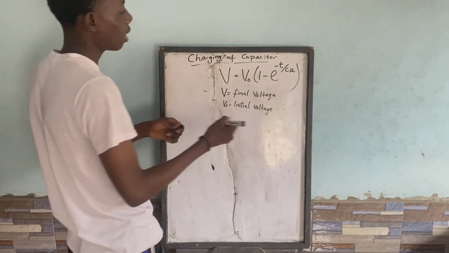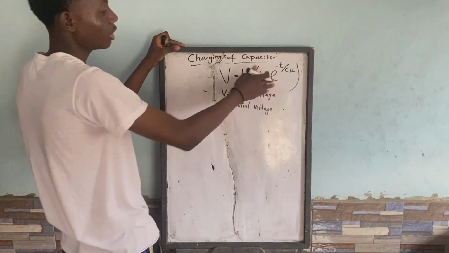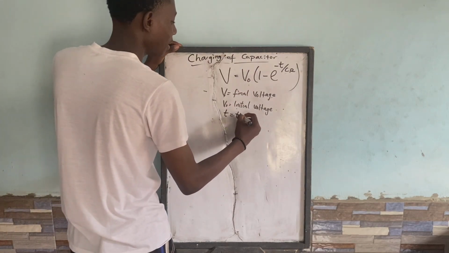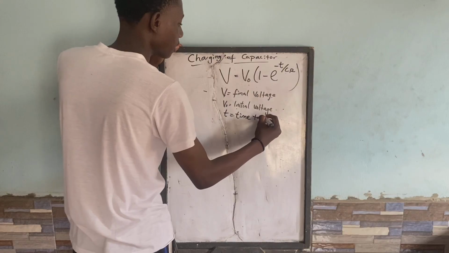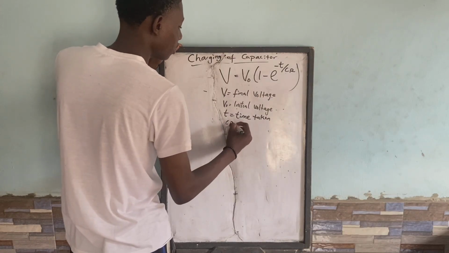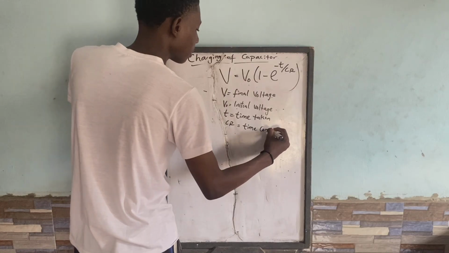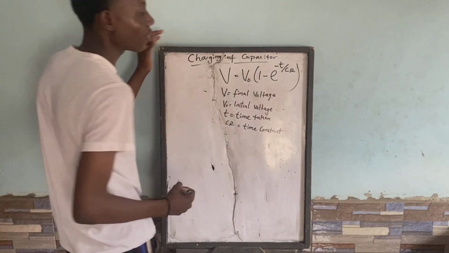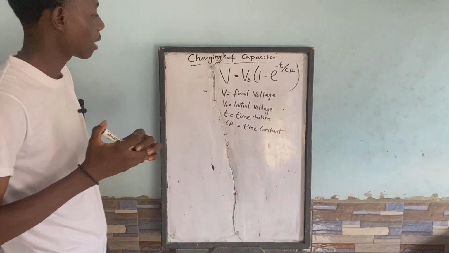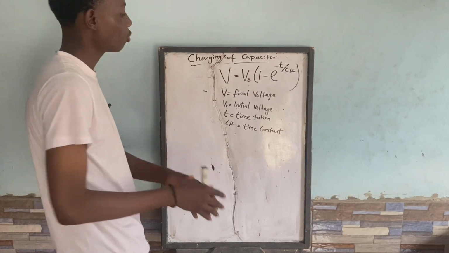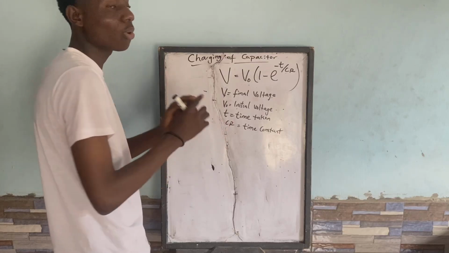So now our e is just the exponential function. Now our T is the time taken for the entire charging process. Now this CR is what we refer to as our time constant. Are you clear about that? So your time constant is the multiplication between your capacitance and your resistance.